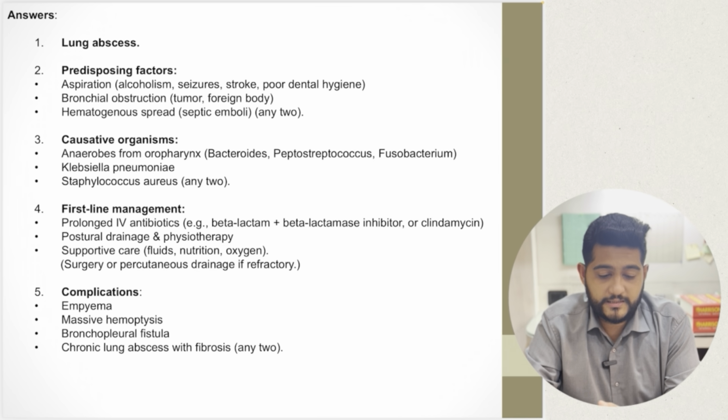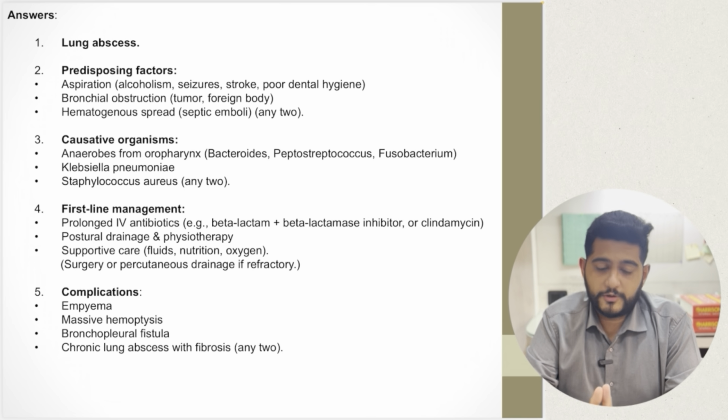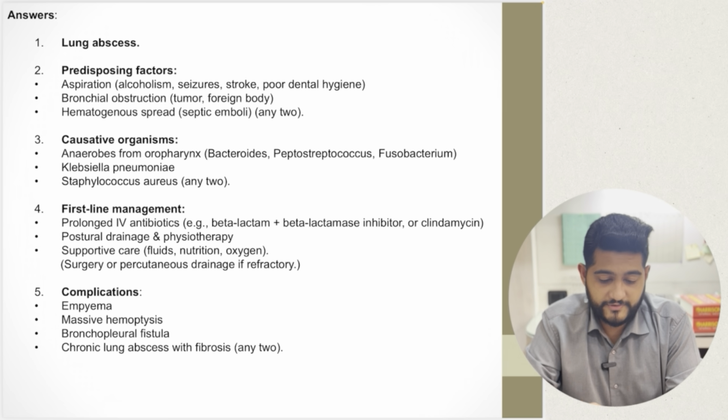Also sometimes you might need postural drainage, physiotherapy, and supportive care in the form of fluids, nutrition and oxygen, and in certain scenarios surgery or percutaneous drainage is needed if the case is refractory. Complications: it can turn into an empyema, it can turn into a massive hemoptysis, there can be a bronchopleural fistula, and a chronic lung abscess with fibrosis.